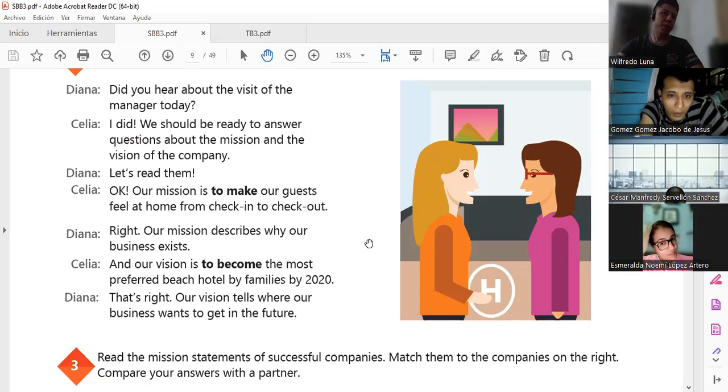Very good. And our vision is to become the most preferred beach hotel by families by 2020. Okay, the preferred. Yeah. And our vision is to become the most preferred beach hotel by families by 2020. Very good. That's right. Our vision tells where our business wants to get in the future. Otra vez. That's right. Our vision tells where our business wants to get in the future. Yes, very good. Excellent. Good job.